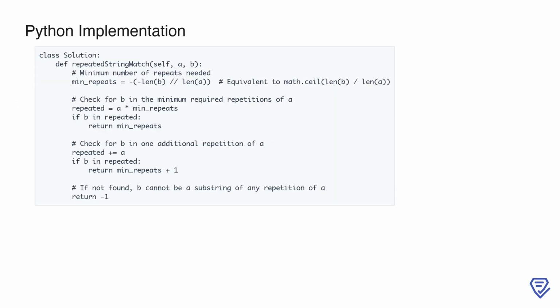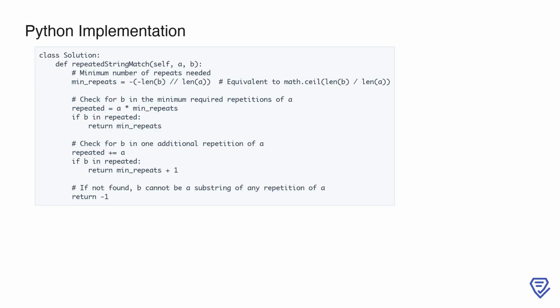The solution to LeetCode problem number 686, repeated string match, determines the minimum number of times string A must be repeated such that B becomes a substring of the resulting string. First, we calculate the minimum number of repetitions, min_repeats, required to ensure the length of the repeated string is at least the length of B.